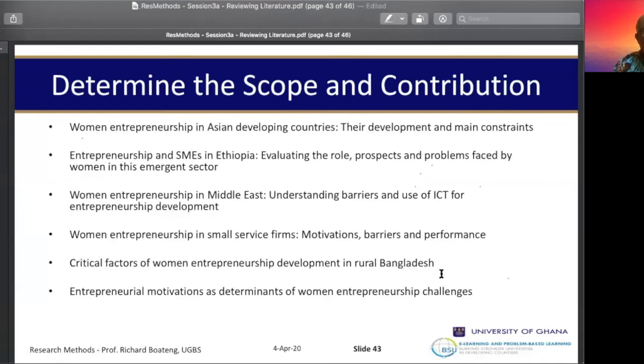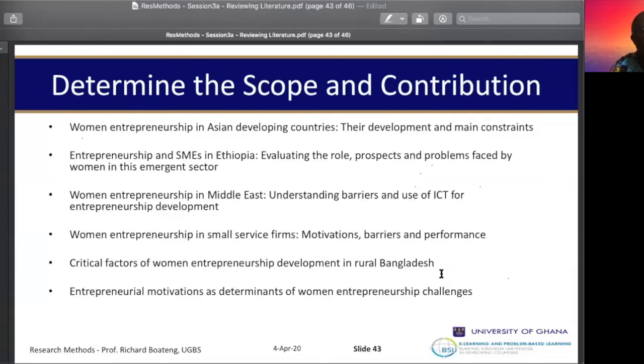Women entrepreneurship in small service firms. Motivation, barriers, and performance. The small service firms is even an interesting area to contribute from. The topic is women entrepreneurship. There's no context here. It could be an American paper.